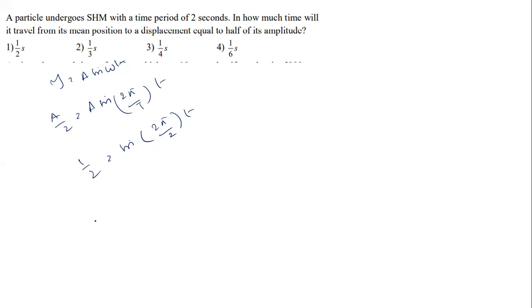Now, what do you get? Pi t is equal to sine inverse of 1 by 2. Pi t is equal to sine inverse of 1 by 2, for which angle? Pi by 6. Pi cancels. So then t is 1 by 6 seconds.